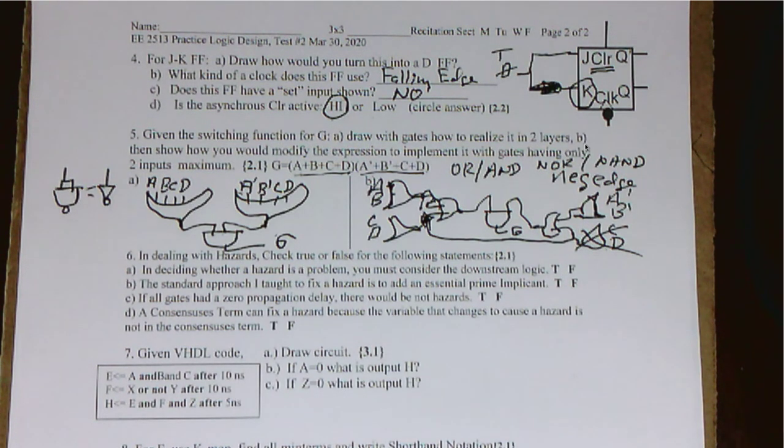If all gates had a zero propagation delay, there would not be hazards. I guess that's true. I don't know. I don't even remember ever asking that question. I'd have to think about it. Now that I think about it, if there were no delays, there should be no hazards. The hazards are based on the fact you have an extra gate in the pathway.